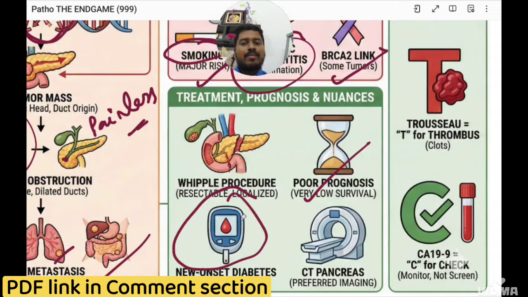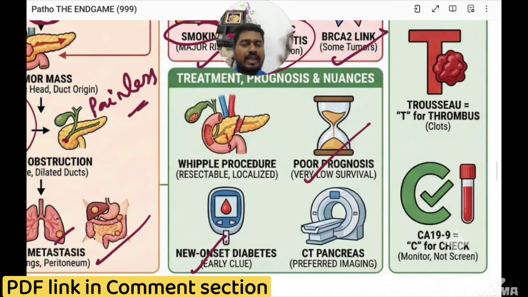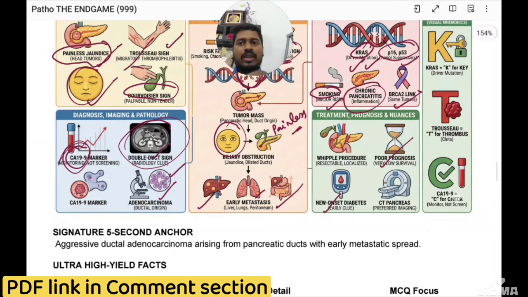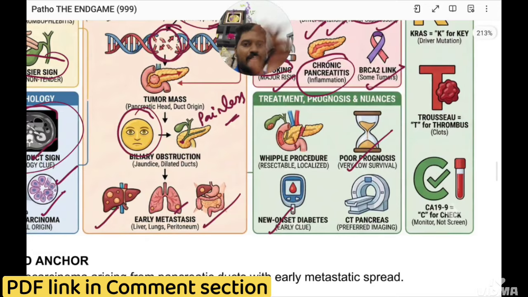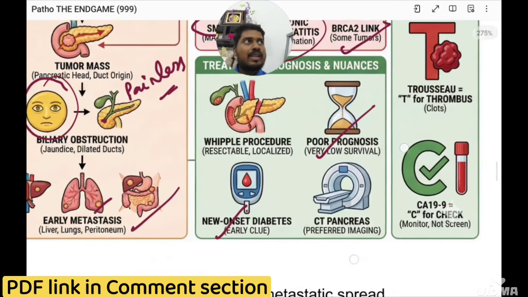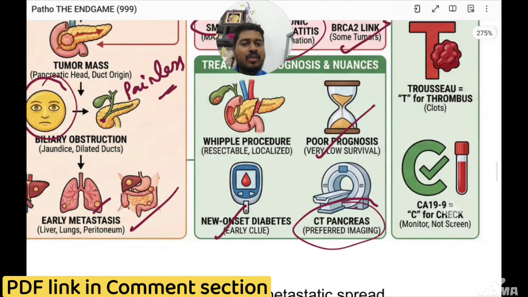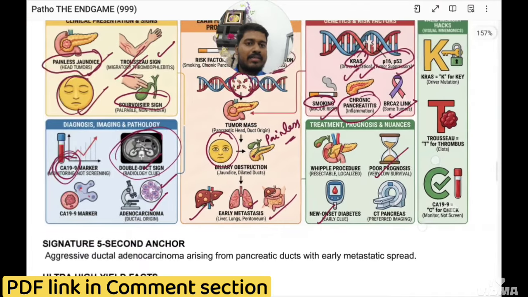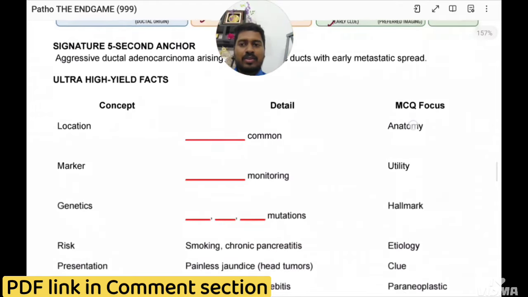New onset diabetes, because pancreas has endocrine role also, that's why new onset diabetes in a young person should also make you think of pancreatic adenocarcinoma, along with other signs like Trousseau sign. Trousseau sign is this one, okay, migratory thrombophlebitis. If all that is given, then you should choose the answer as pancreatic adenocarcinoma. Also, CT pancreas is the preferred imaging for pancreatic adenocarcinoma. So let's go to the questions.